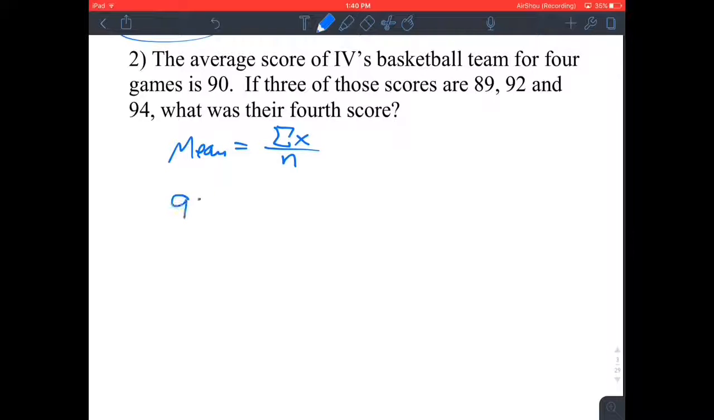So the average is 90. In the games, they scored 89, 92, and 94. We don't know how many they scored in the last game, so we'll call that x. It's an unknown, it's a variable. 4 games total.